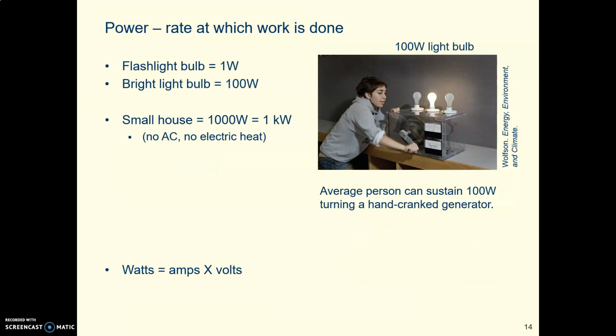If you live in a small house with, let's say, no air conditioning, just your basic small house, you probably use power at the rate of 1,000 watts, or 1 kilowatt. If you turn a crank on a hand crank generator like this one pictured, you could probably generate power at a rate of 100 watts, and so you could light up a 100-watt light bulb. So there you are, volts, amps, watts.